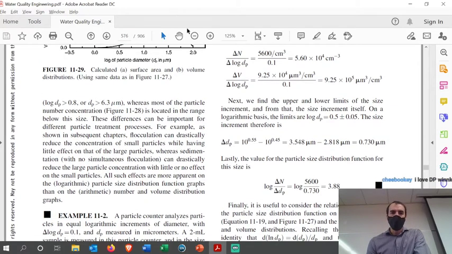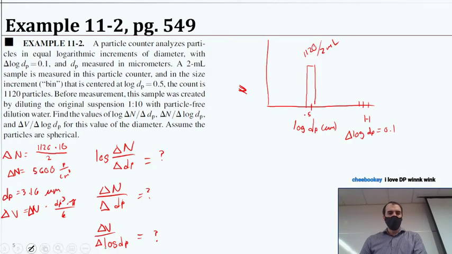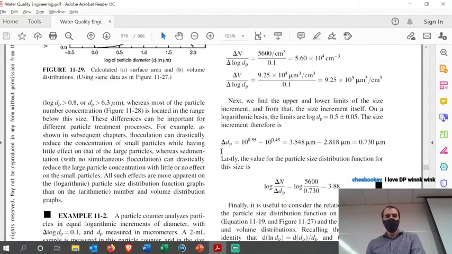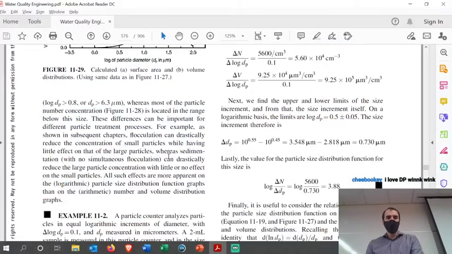Okay, so they solve from the delta n here, delta log dp. From there, they go to the volume one, which was answering this portion. So that's where they went from there. And then I think they came back to solve for up here, looks like, and ultimately got that log delta n delta p.